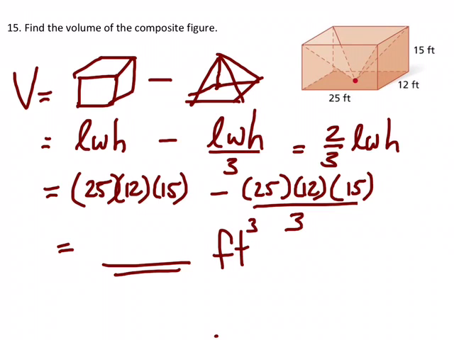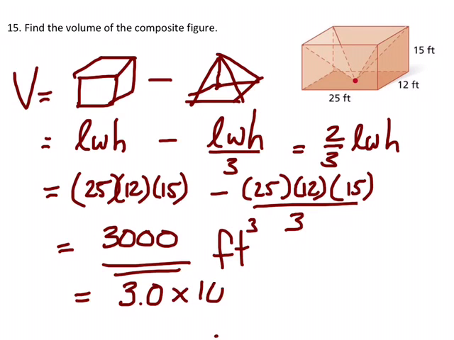25 times 12 times 15. So I get an answer of 3,000 cubic feet when I do the subtraction. So 3,000 cubic feet. To show only 2 significant digits, let's write it in scientific notation. 3.0 times 10 to the power of 3 cubic feet.